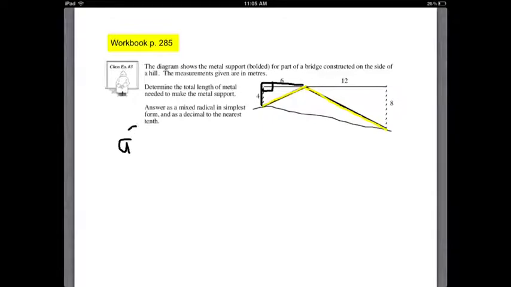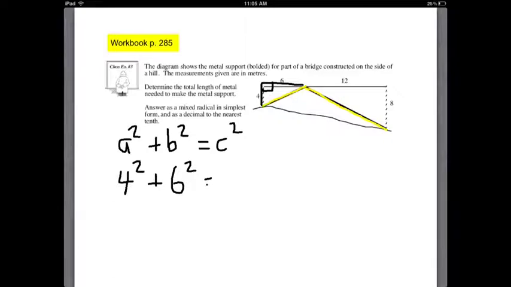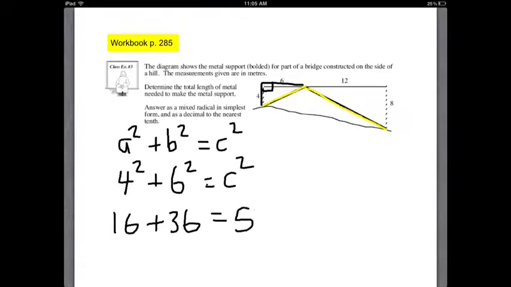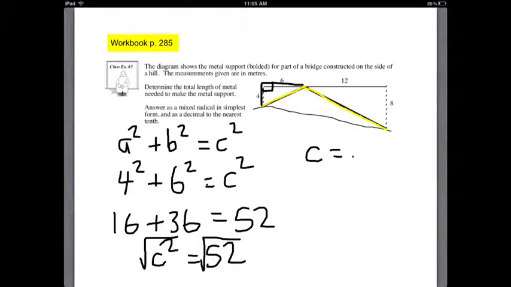Remember, the Pythagorean theorem is a squared plus b squared is equal to c squared. Alright, so using the information available to us, that's going to be 4 squared plus 6 squared is equal to c squared. So that's 16 plus 36, which is equal to 52. Now remember, c squared is equal to 52, so we have to take the square root of that in order to get rid of that squared sign. So c is equal to root 52.